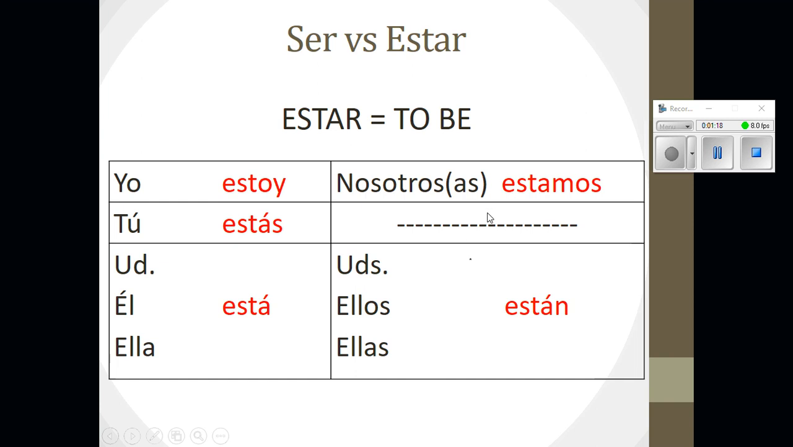So I also want you to take note here that the tú form has an accent over the A. The usted, él, ella form has one as well. And ustedes, ellos, ellas have an accent mark over the A. Please make sure that you indicate that on your note guide. Okay, pause the video and fill in the last part of Part A.